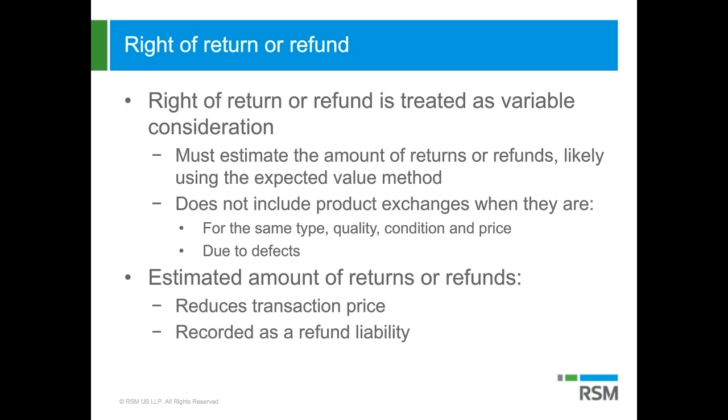Now, one difference from today is if you have a situation where you can't reasonably estimate returns, you have to defer all the revenue. Under the new guidance, that's not included. So you have to come up with an estimate. Even if you don't have a history, you have to come up with an estimate of returns. So if you have that situation, it will result in earlier recognition compared to today.